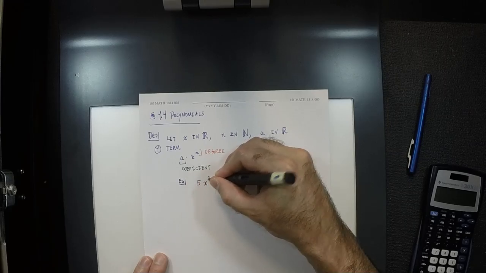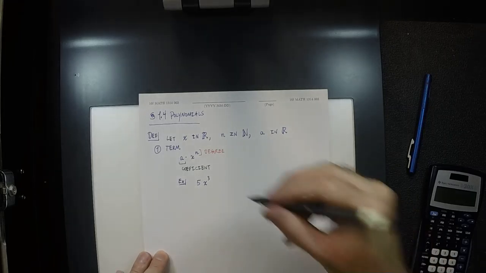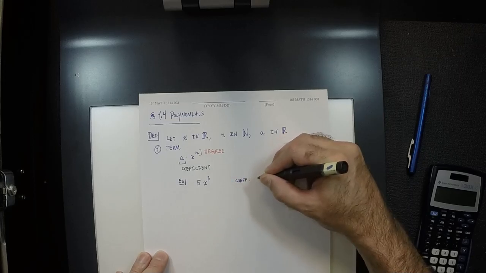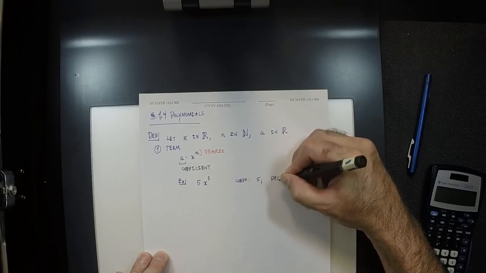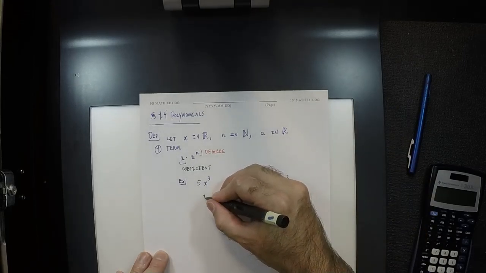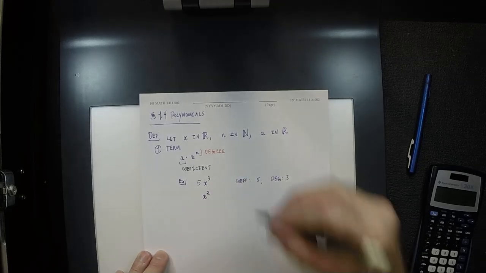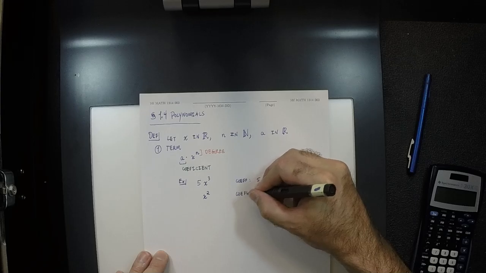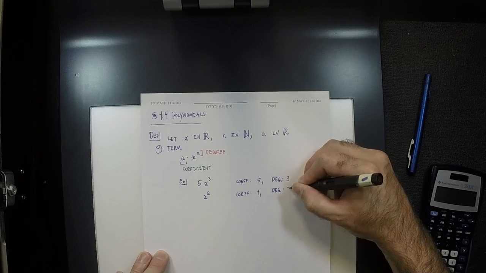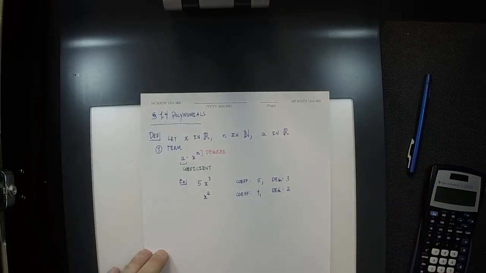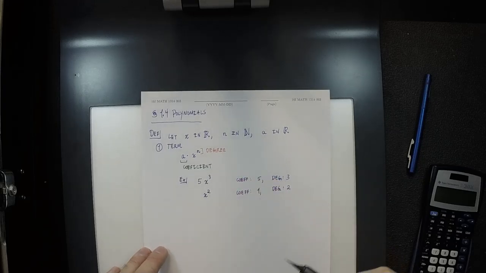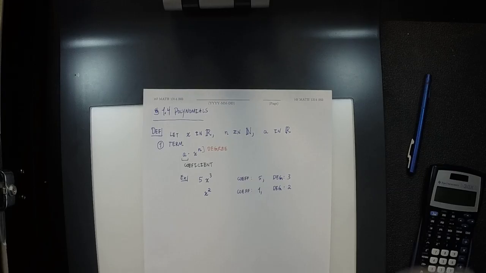Okay, so for example, I could give you a term, say 5x cubed. What's its coefficient? 5. What is its degree? 3. Okay, how about x squared? What's its coefficient? 1. What's its degree? 2.